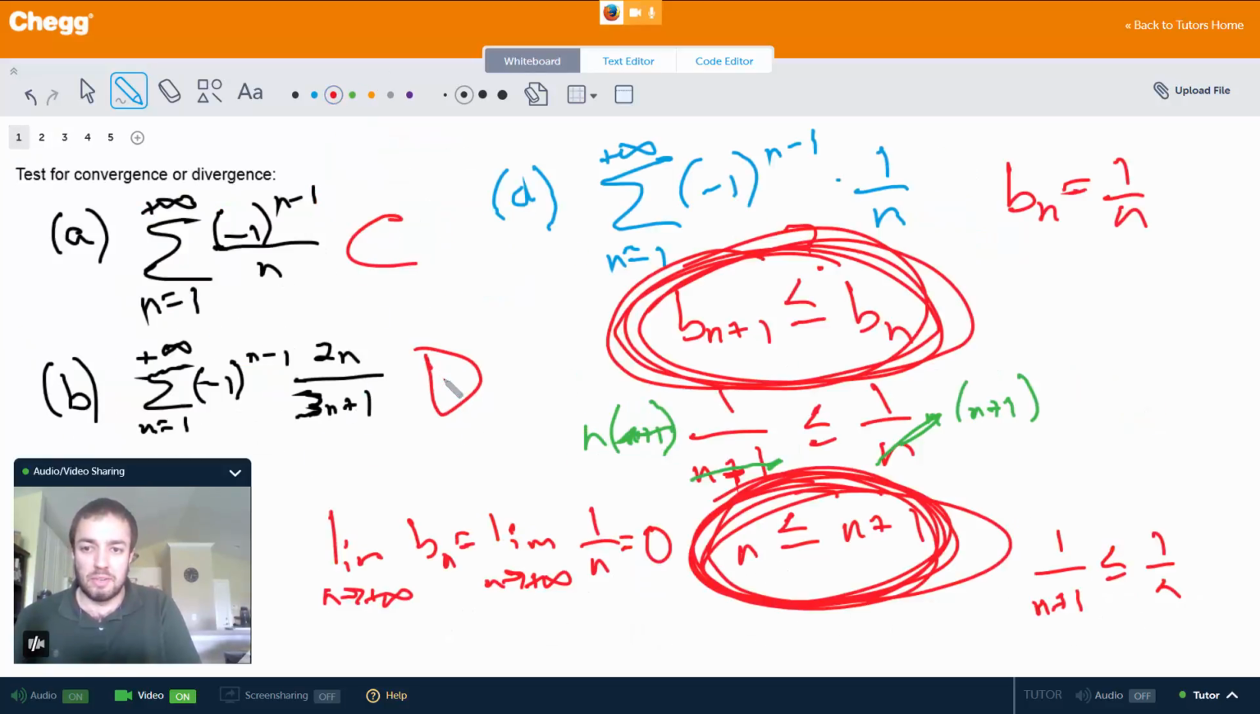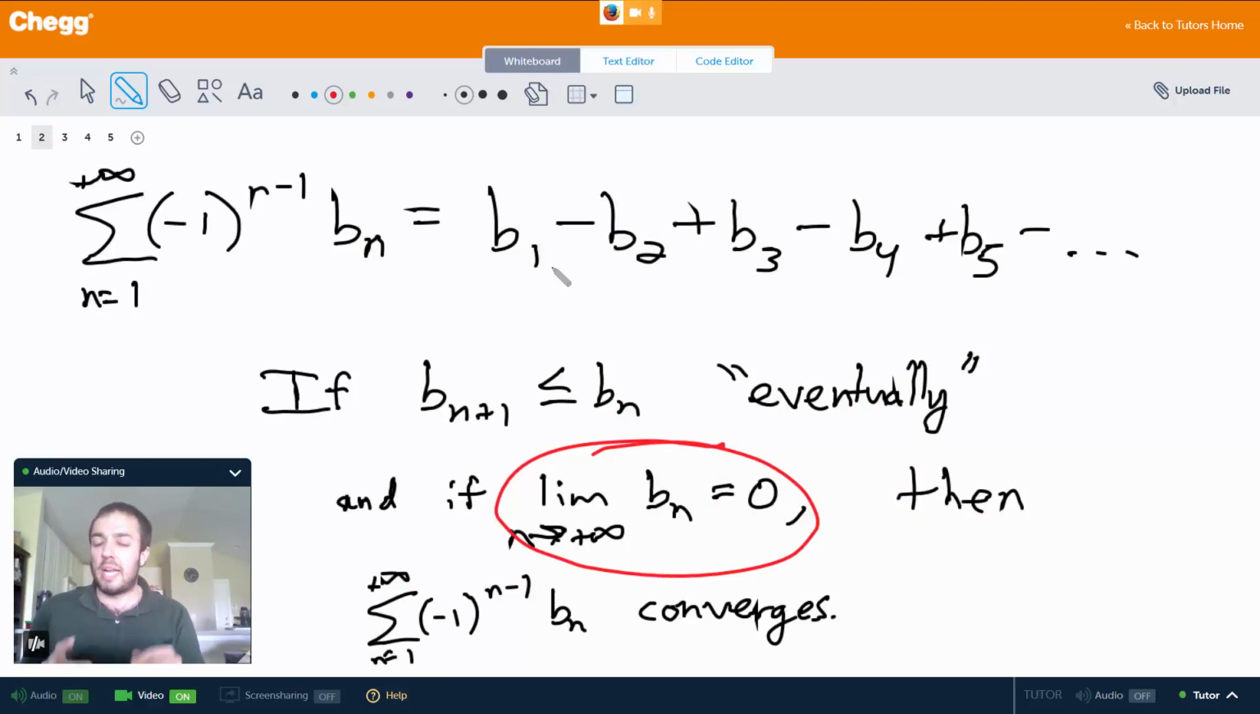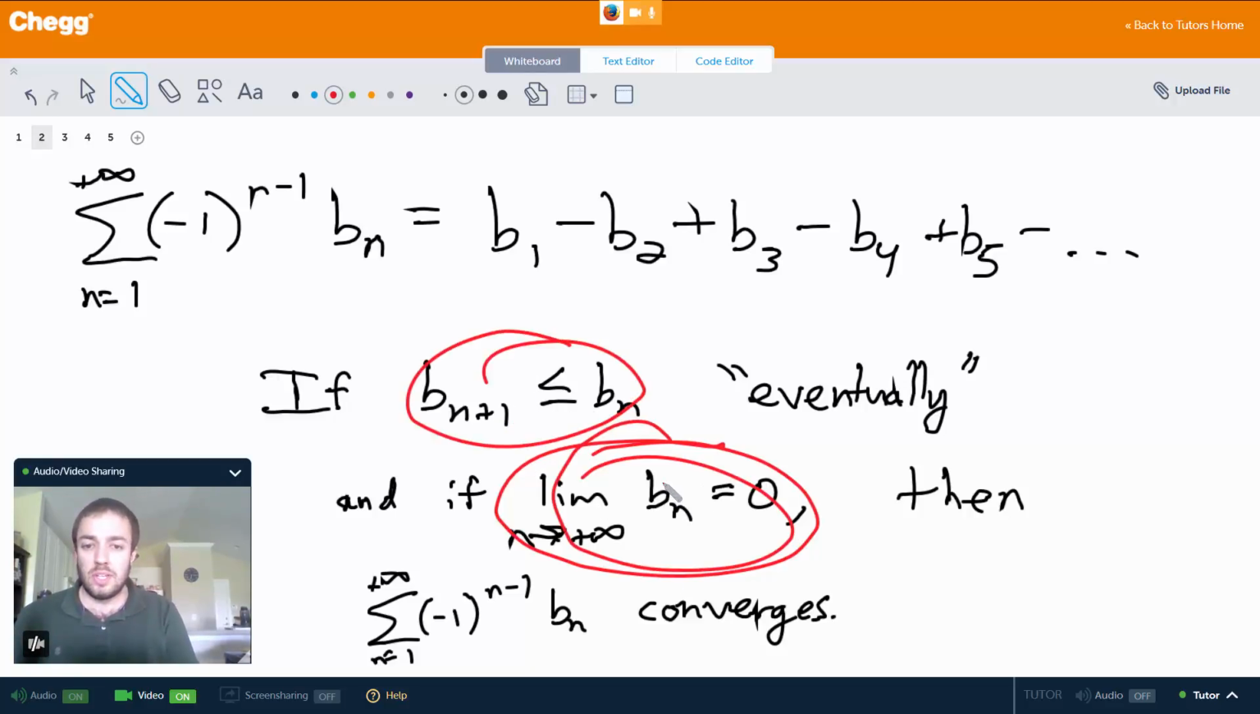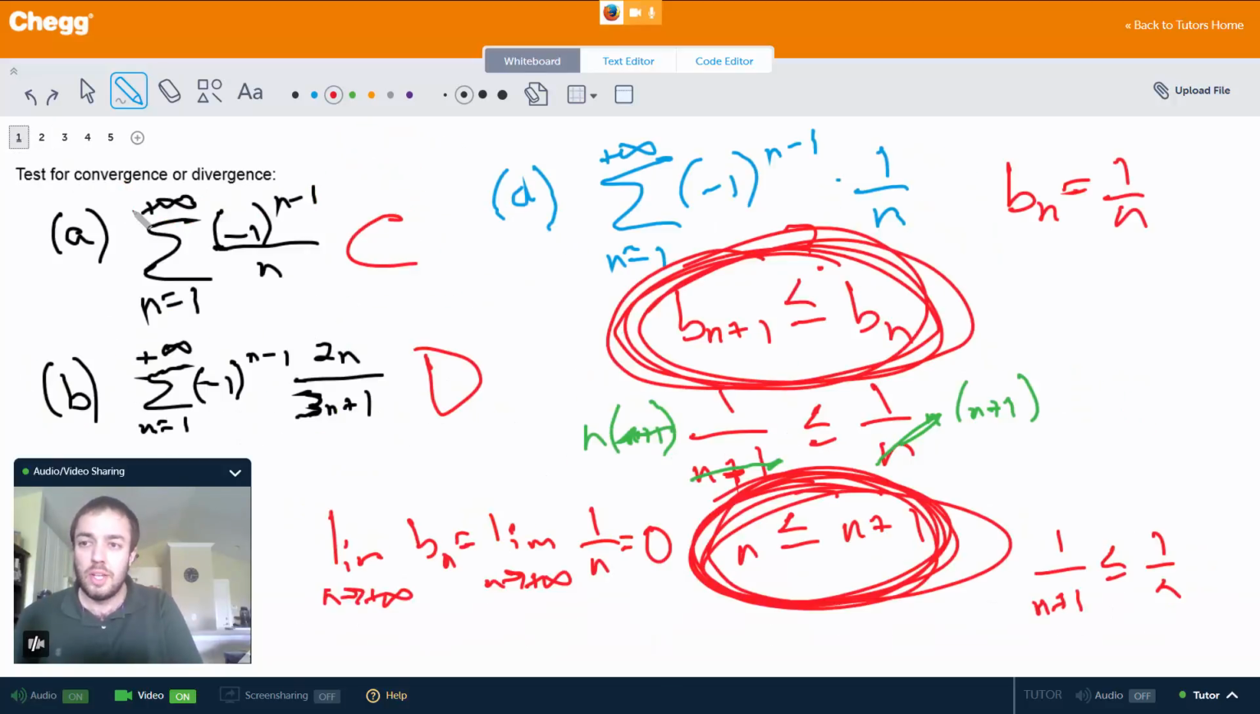So the entire series diverges. And again, I do want to point out that just because the alternating series test didn't satisfy this condition here, that didn't automatically mean that it diverges. In this case, it turns out it did diverge, but that may not always be the case. So if you are using the alternating series test and you find that one or both of these conditions are not satisfied, don't just automatically say, oh, it's divergent. Make sure that you try another test, like we did here. We tried the nth term test for divergence, and we found that, in fact, the series does not converge.